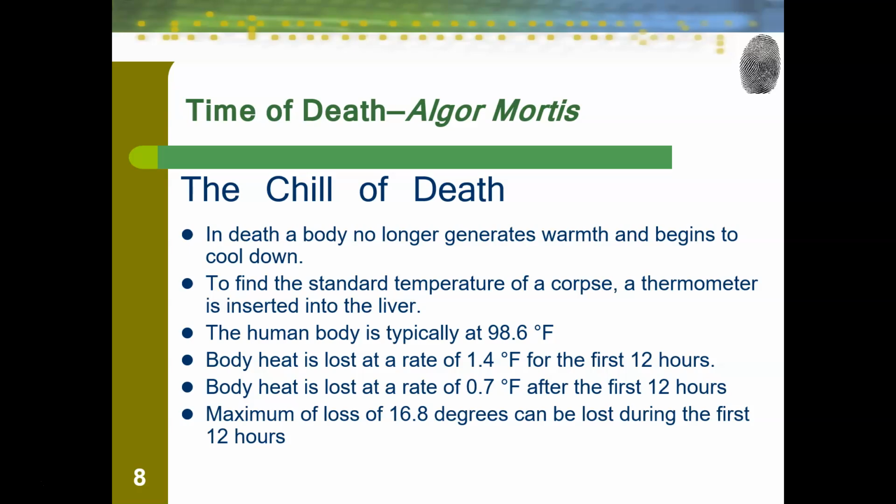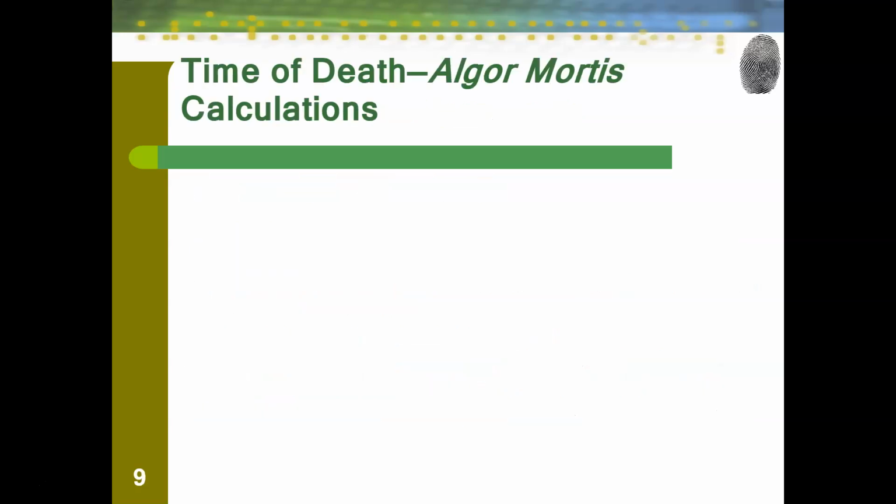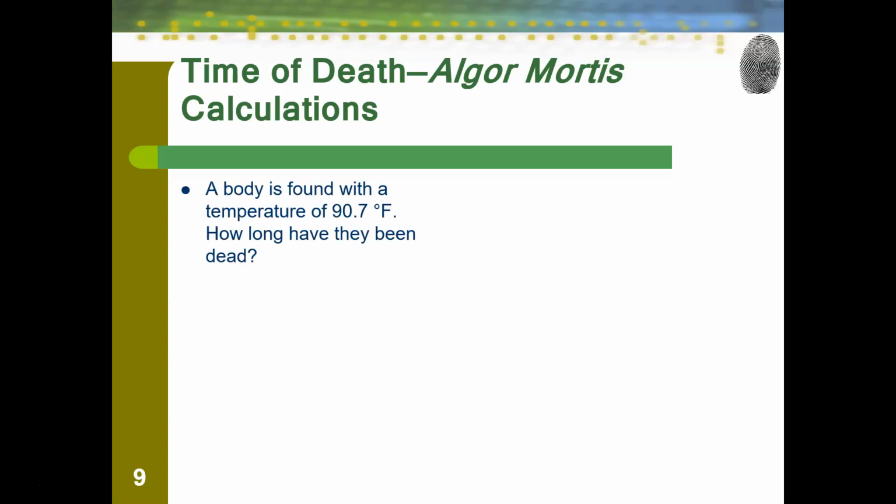The maximum loss of 16.8 degrees can occur during the first 12 hours. That's just what happens if you multiply 1.4 times 12. You can memorize this number or not. It does not really matter, but you do need to memorize the two previous numbers. So let's do some of those algor mortis calculations.